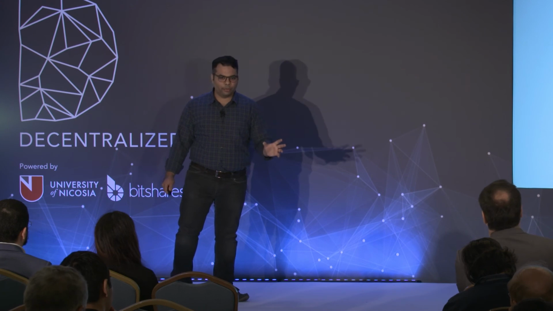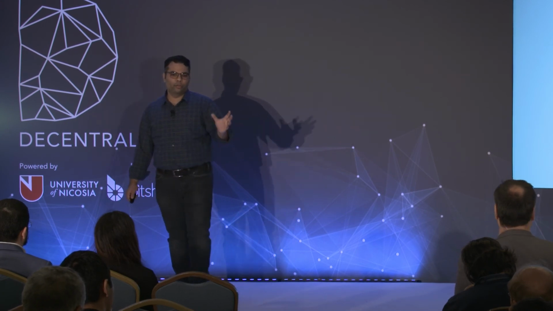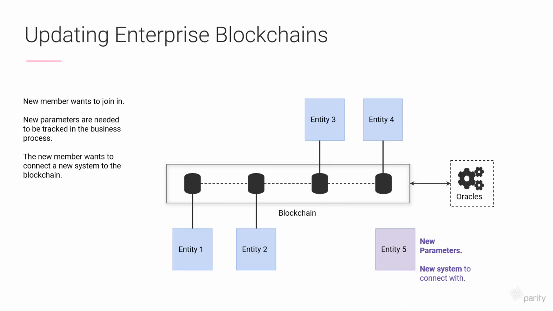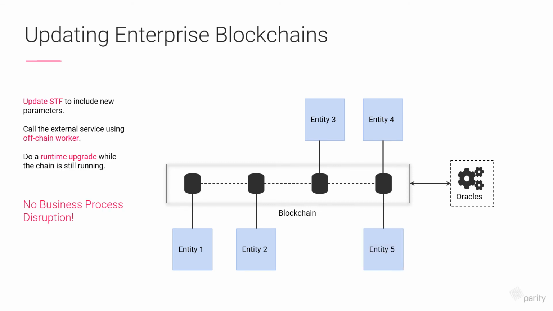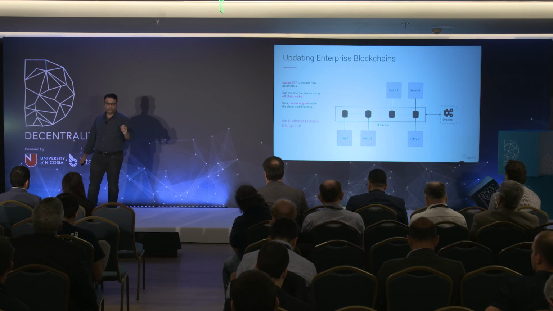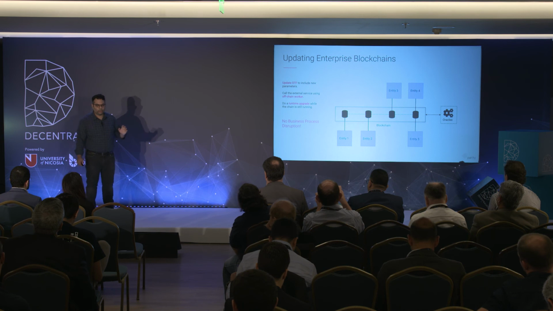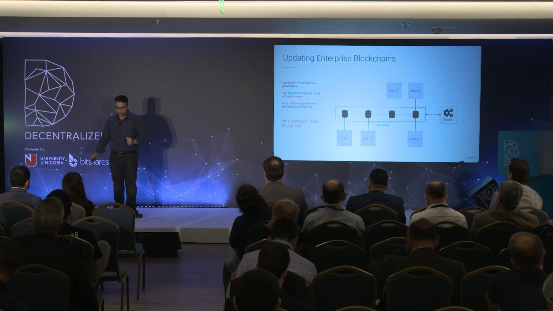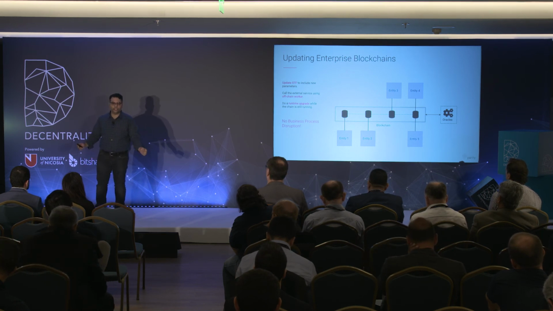Now, I gave you a brief about what the problem was, and what we present as a solution, Substrate. Now let me tell you about evolving blockchains. I'm going back to the exact same example. I have an enterprise blockchain, and a new entity wants to join with new parameters and a new system connecting. This time, the process looks this simple. We simply upgrade the state transition function to include the new parameters. We integrate the oracle with the off-chain workers. We do not have to create a new oracle or anything for that matter; we just integrate the new external system with the off-chain worker. We do a simple runtime upgrade, and that's it.